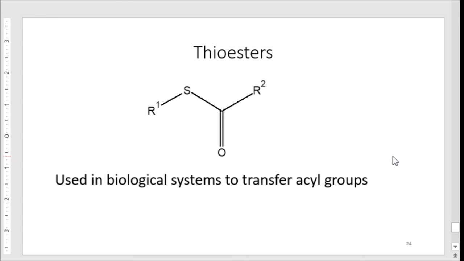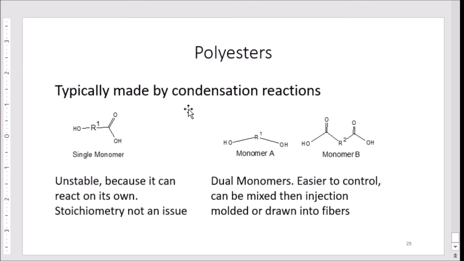We mentioned a thioester when we were talking about our common uses for esters, and it's just using a thiol, an SH, instead of an alcohol, and so you get this thioester. A lot of times they use it to get that carbonyl and transfer it someplace else, and our body likes to take that and use it as a transfer.